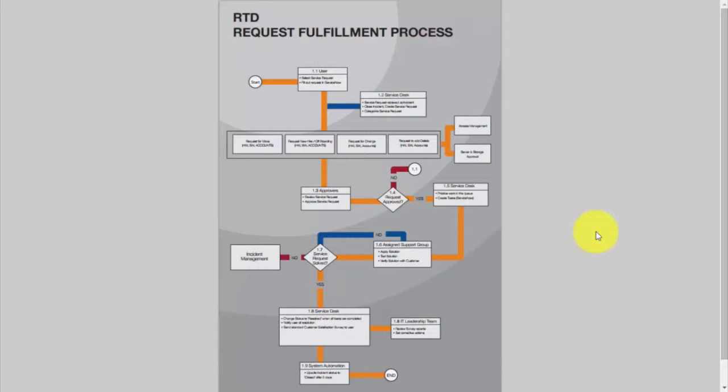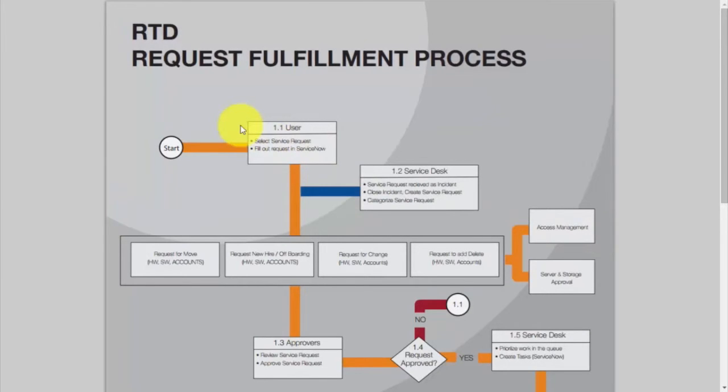This graphic is going to be used to describe the steps in the request fulfillment process. Various request types such as hardware, software, accounts, and services will follow this particular process. So let's look at the individual steps that are involved. The process starts with a user selecting a service request.